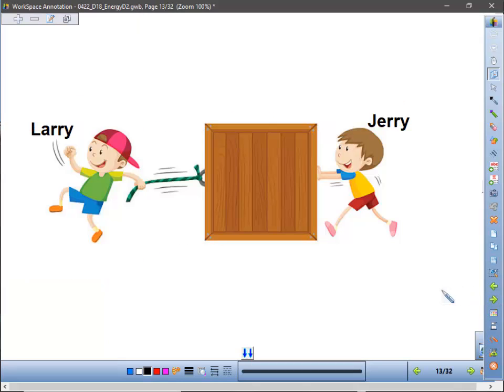So let's start with our first example. We're going to do 3 of these calculations today in your notebook. Here is Larry and Jerry.